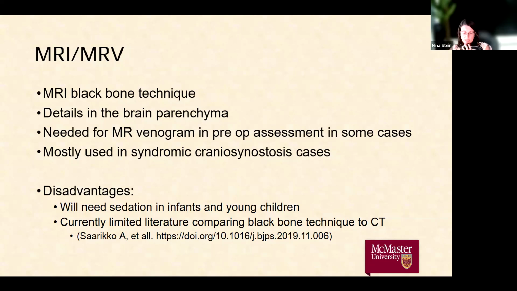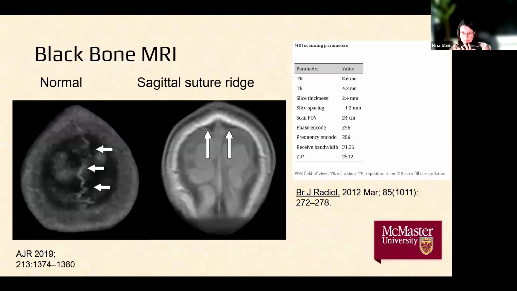correction procedures. Obviously, one of the major disadvantages is the fact that you need to sedate very young patients. And then also there's not enough literature to replace CT for this kind of assessment. And what you're looking for is very similar to CT. You're looking for the appearance of the sutures, the head shape, the orbit shape, and you can see in this example published in the literature, the region of the suture and the fusion.